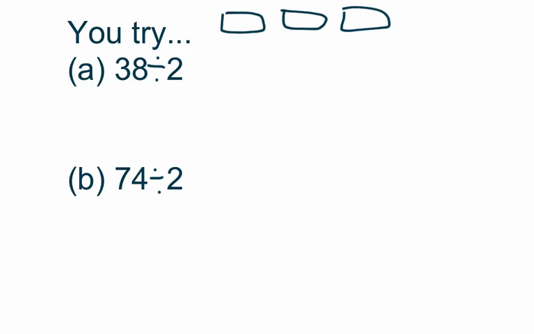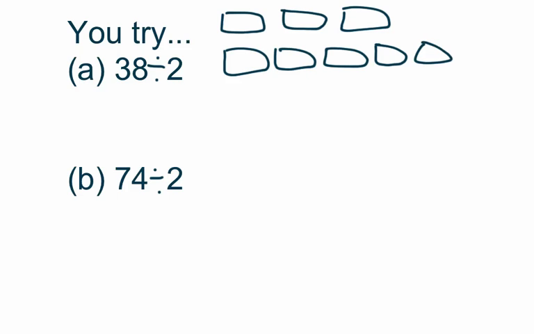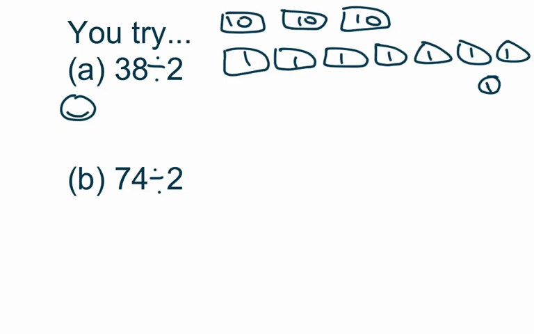38. And that's 30 is 3 tens, and 8 ones. Okay, share it out then. We've got our 2 people. I'm going to do them horizontally this time. So they each get a 10. And the ones we can share out as well.